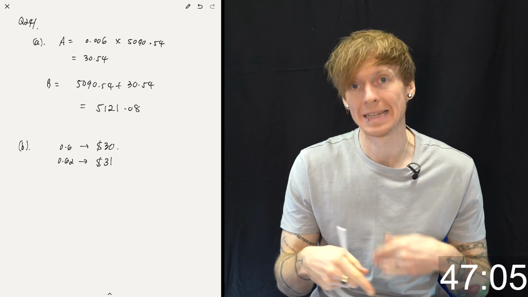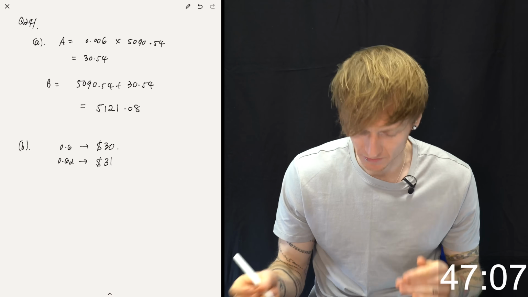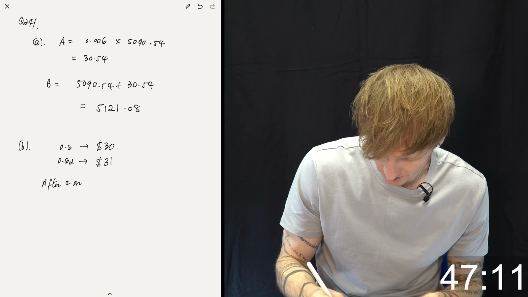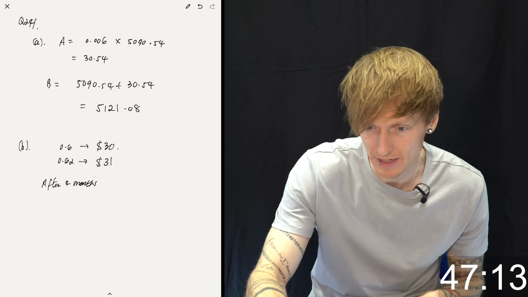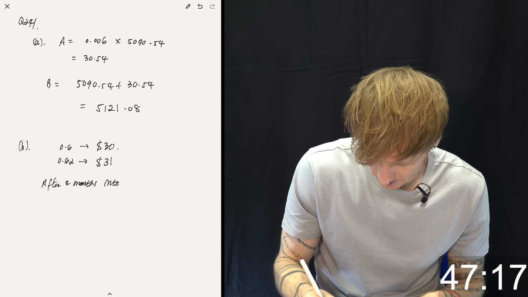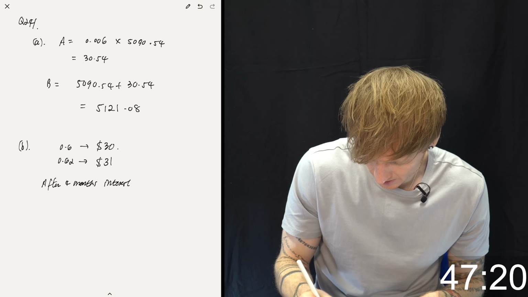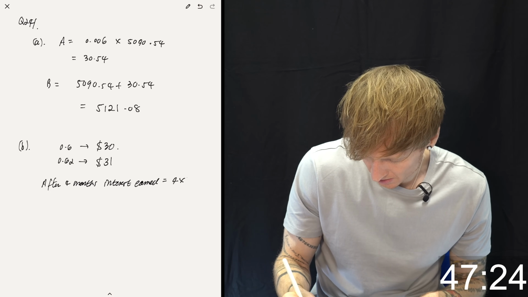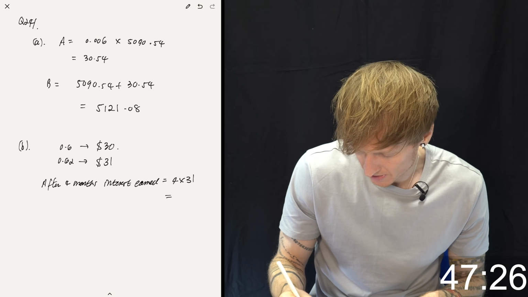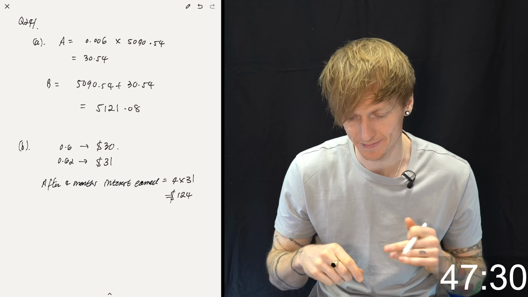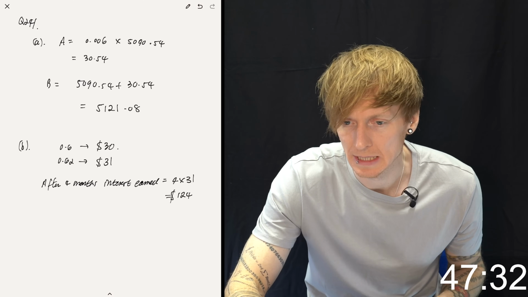So $31 each month. So after those 4 months, total is that what I need to know, the total? How much interest? Yes. Interest equals 4 times 31, which is going to be $124. So he'd have earned more interest by doing that.